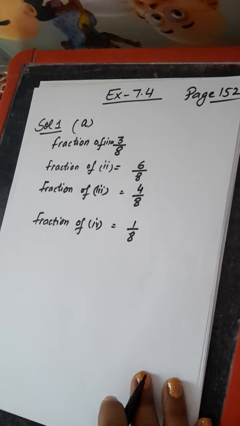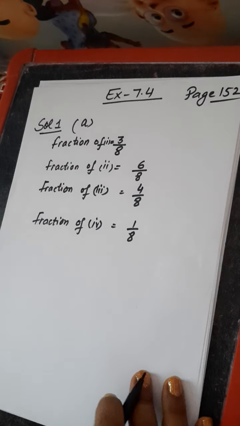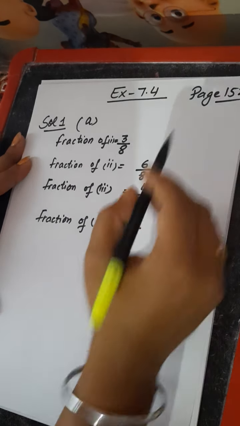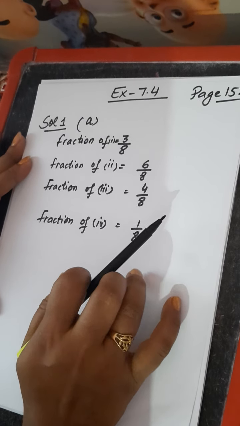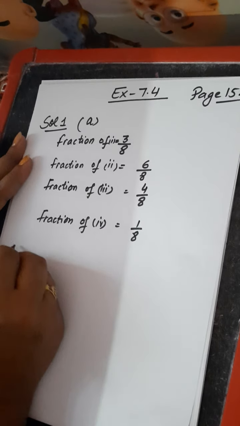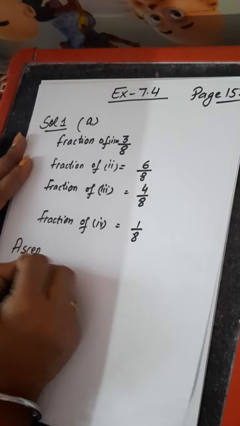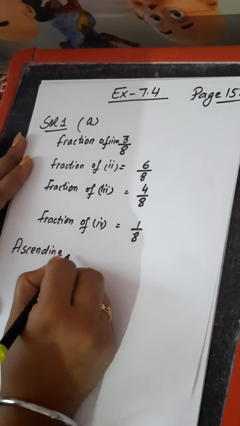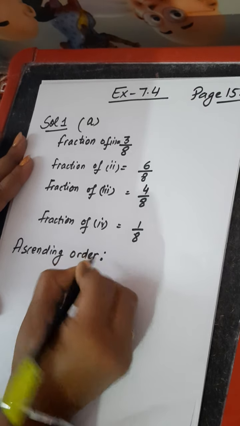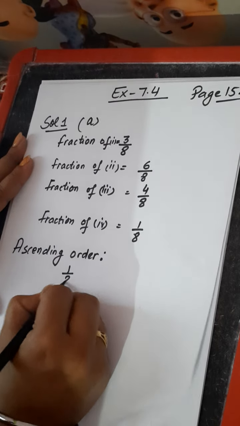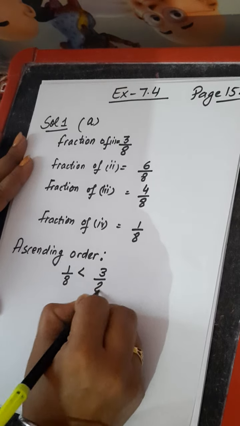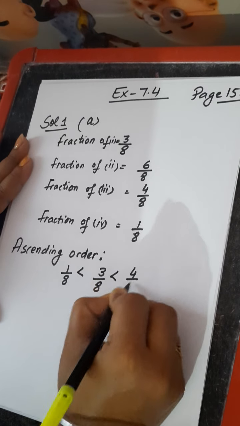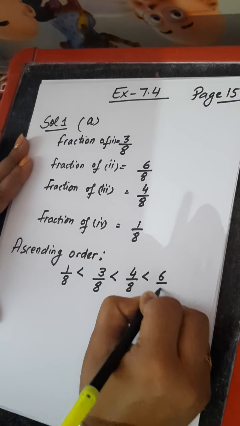Now we have written the fraction of each figure, and after this I have to write in ascending order or in descending order. By comparing, I will compare the numerators because the denominators of all the fractions are the same. So here I will write the ascending order. The ascending order is 1 upon 8 is less than 3 upon 8 is less than 4 upon 8 is less than 6 upon 8.